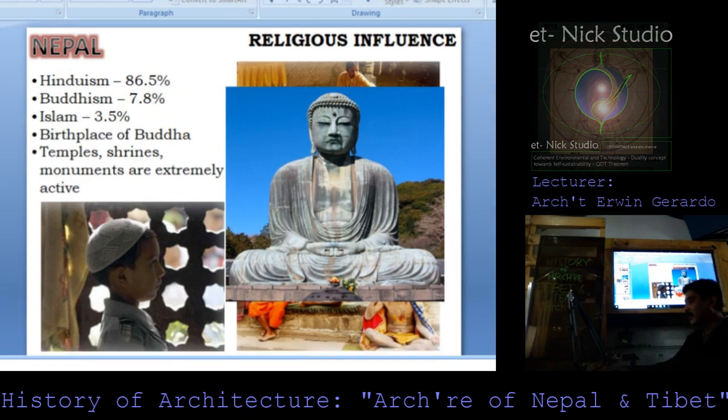Nepal, its religious influence. Hinduism comprises 86.5%, Buddhism 7.8%, Islam 3.5%. It is the birthplace of Buddha. Temples, shrines, and monuments are extremely active.